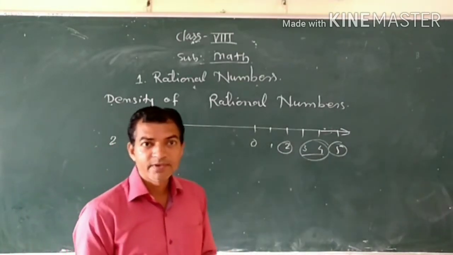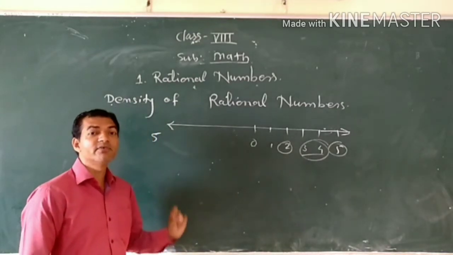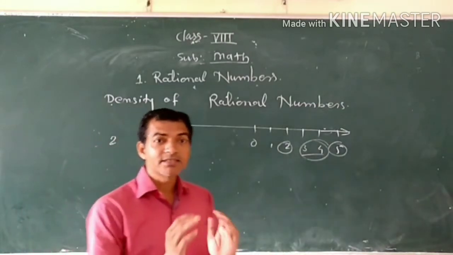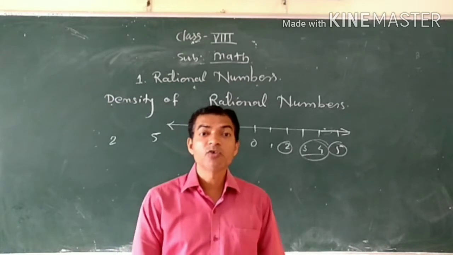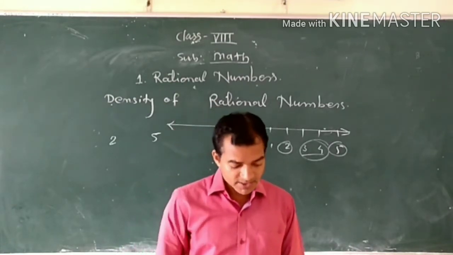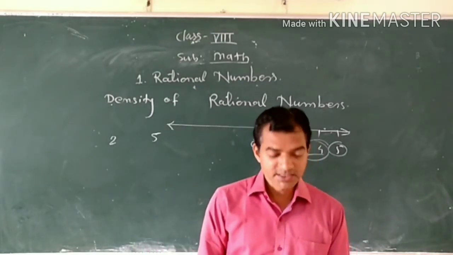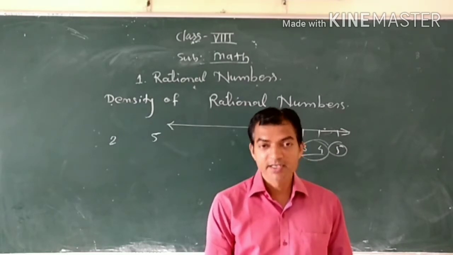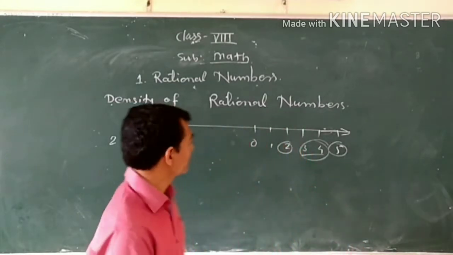Okay, understood? Now these are the rational numbers, but they are given in the integer form. But suppose we have to consider the rational number in a fractional form, then how to find the density of that rational number? Before that we have to learn exercise 1G first. Okay, write down exercise 1G.